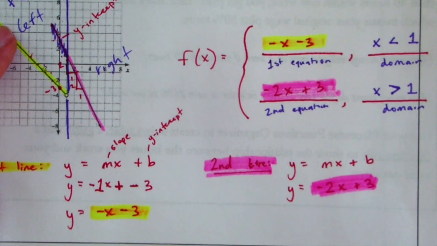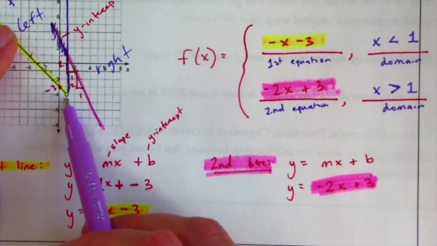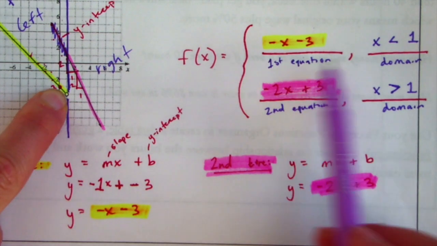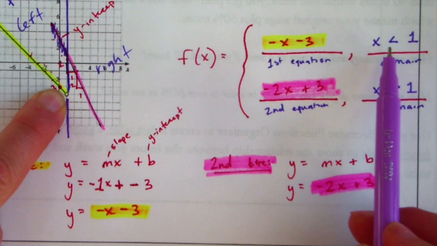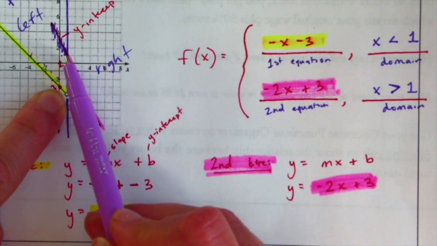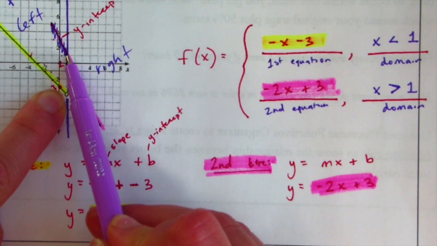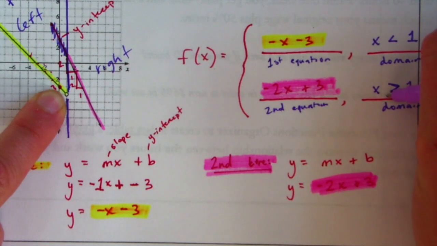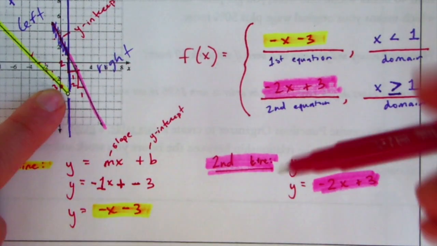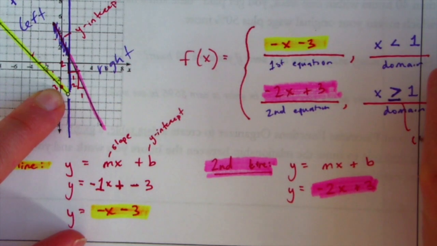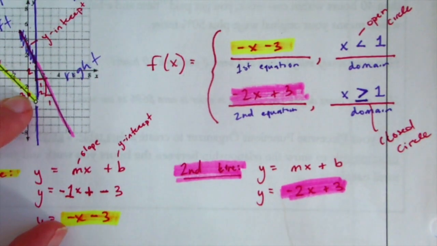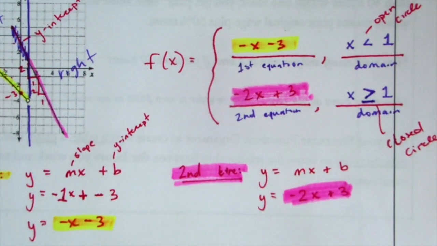Okay, one last thing, I have to pay attention to the open circles and the closed circles. The open circle is for the first equation, so that looks good. Open circle, it should be less than. But on my second function, my second line, I have a closed circle. So on this inequality, I should have a greater than or equals to. I might make a note of that: this is because of the closed circle, and this is because of the open circle. Okay, this is your final function rule.